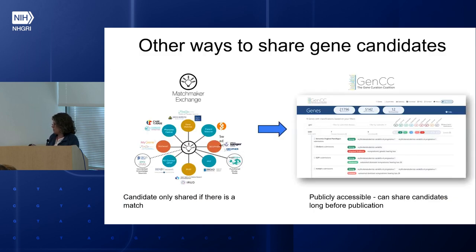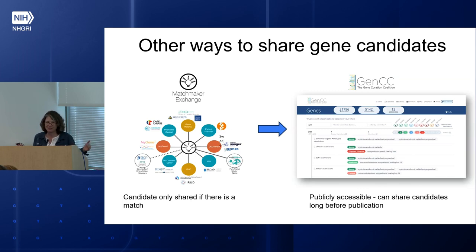The other thing, in addition to Matchmaker Exchange, when we launched that platform years ago, I used to call it, and I still kind of do, data sharing for the paranoid. And the idea was, nobody wanted to release their candidate genes. They wanted to be the one to write the paper on that gene and didn't want to put it out there and didn't want to get scooped. And so it was like a safe way to share your data.